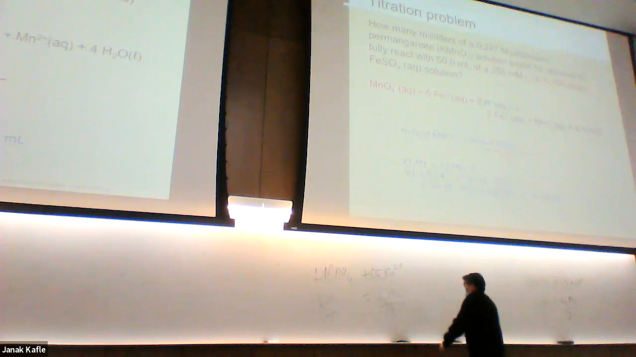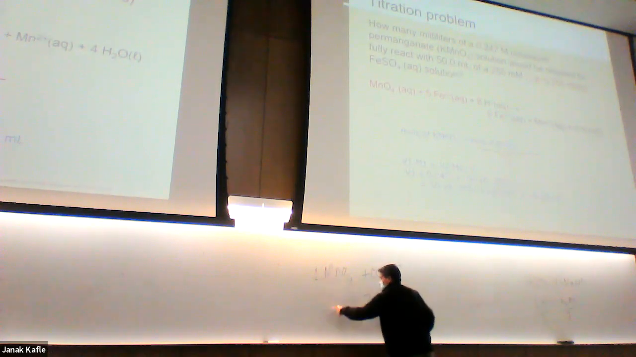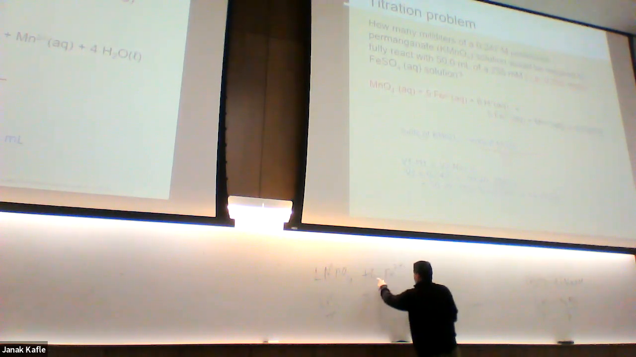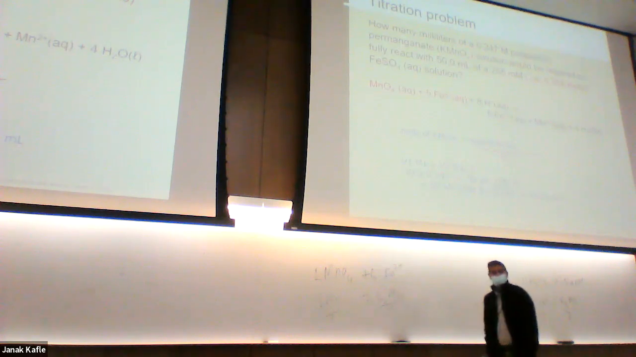So like this one. Since potassium permanganate is 1, I put that 1 here. Iron is the 5 here. So I put 5 here. Make sense?